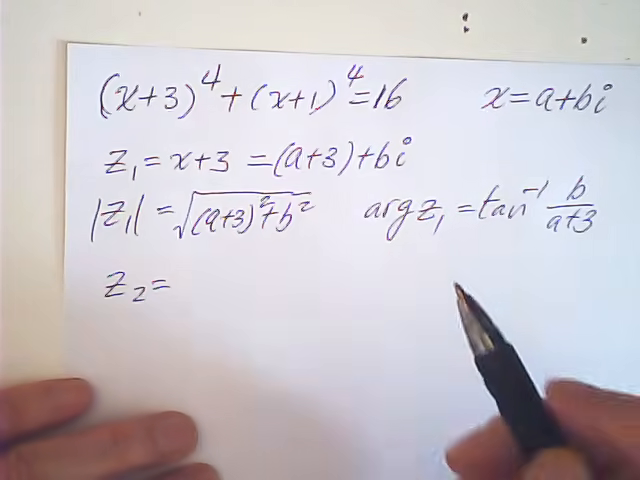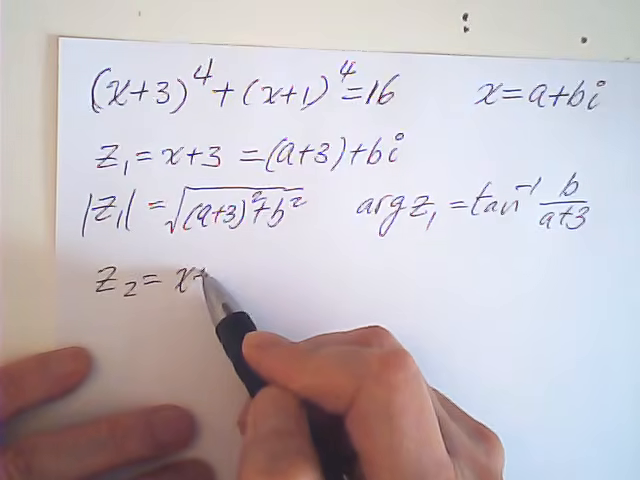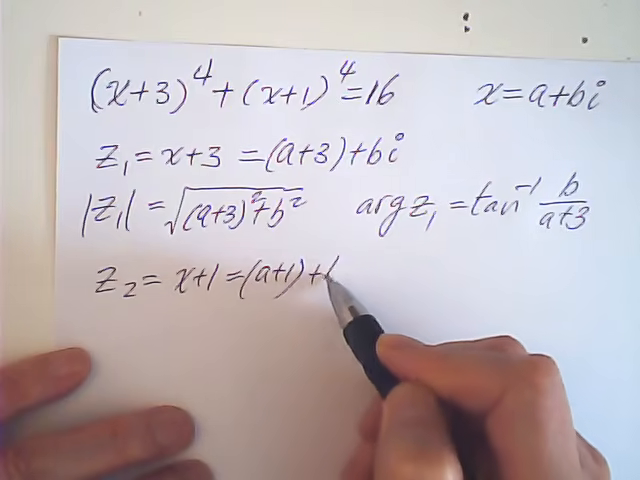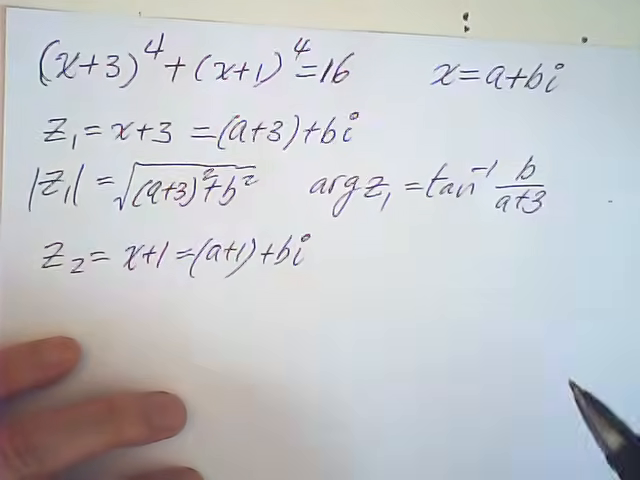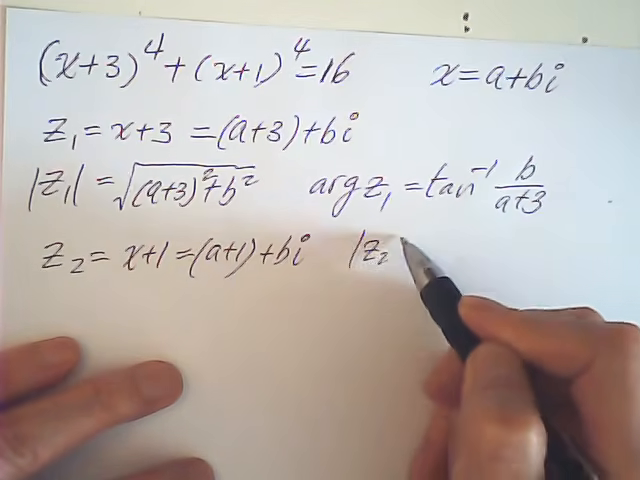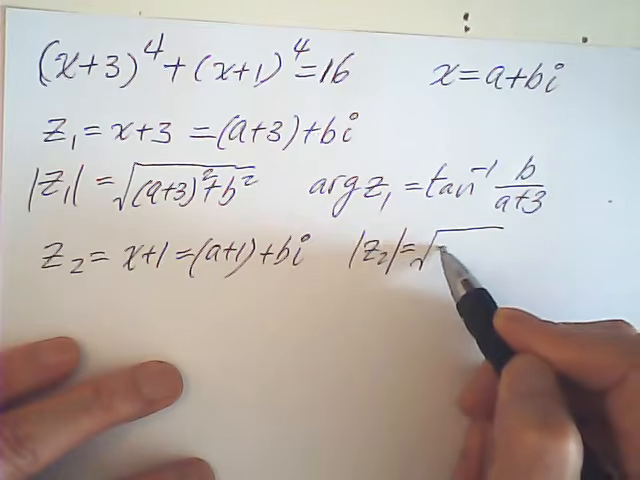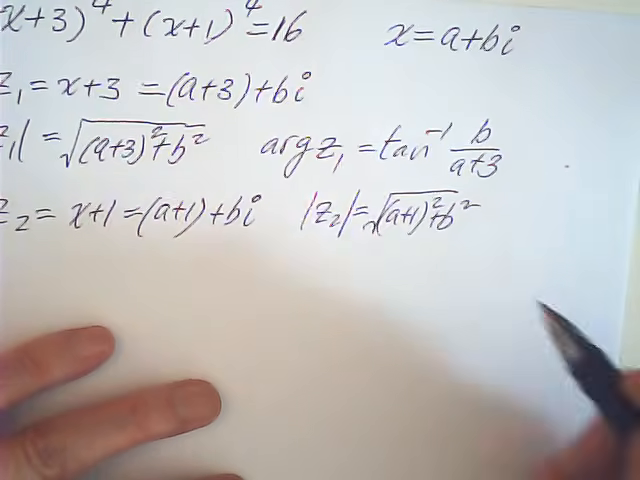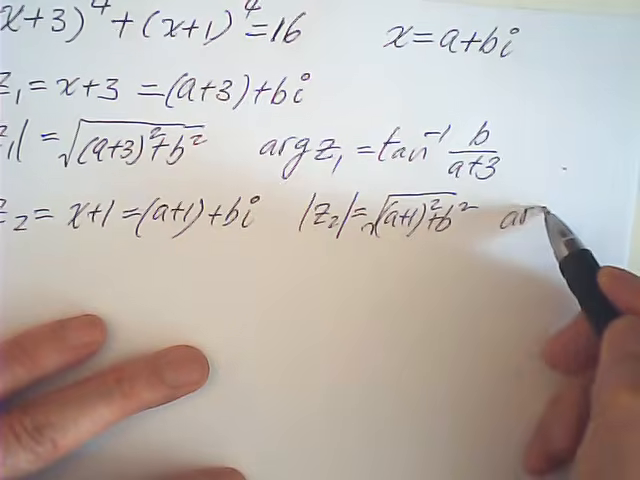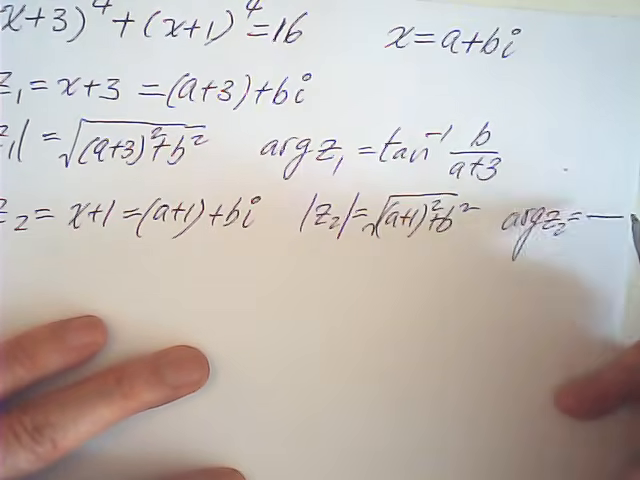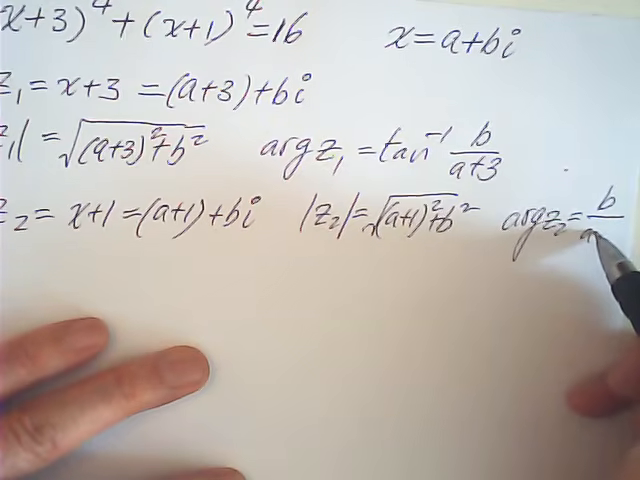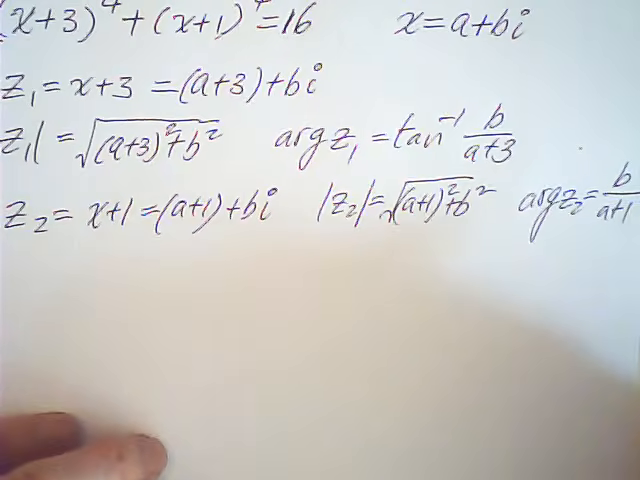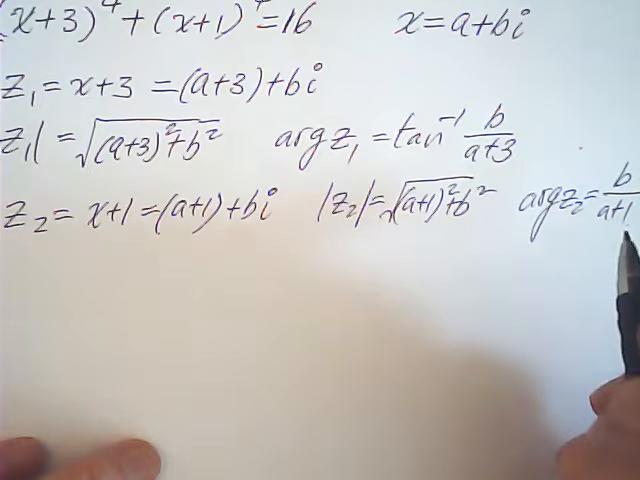z2 is x plus 1, which is equal to a plus 1 plus bi. Then the modulus of z2 is the square root of (a plus 1) squared plus b squared. And the argument of z2 is equal to b over a plus 1. Good. So far, so good.